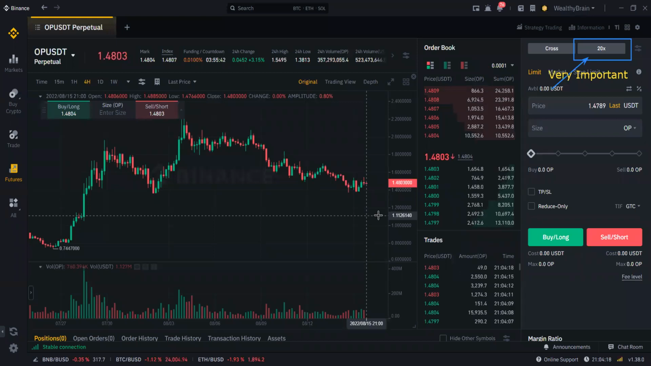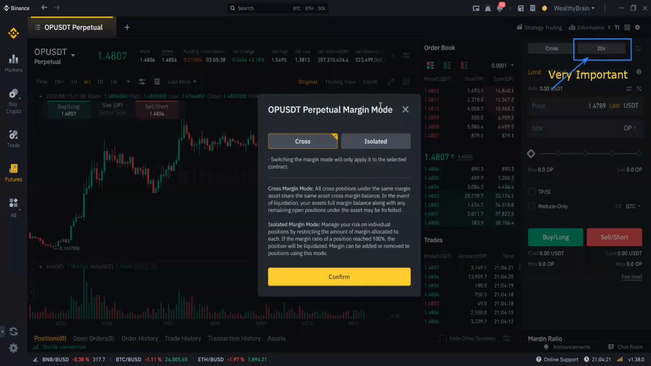But in cross margin, the trade has the ability to interfere with the balance you have in your futures trading. I'll still show you how to fund your futures trading in our next class. So yes, you can see it here: the cross margin and the isolated margin. The cross margin will interfere with the money you have in your balance.